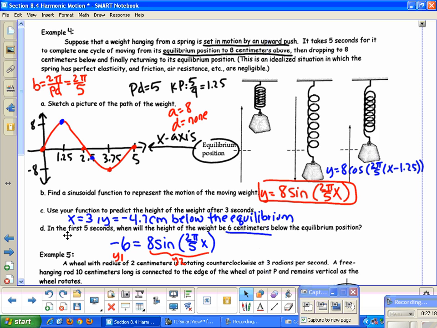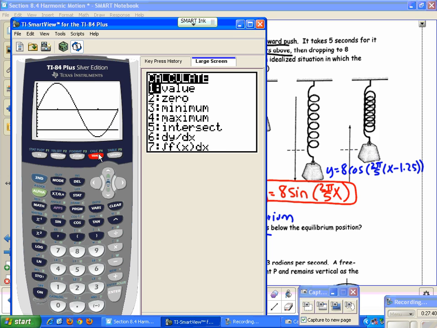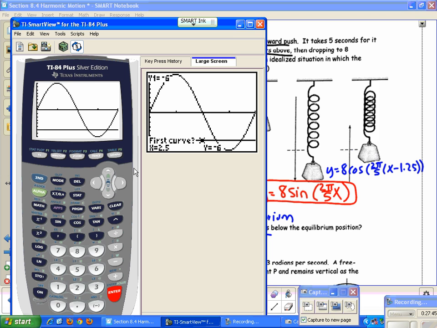Let's go back to the question. It says, in the first 5 seconds, when will the height of the weight be 6 centimeters below the equilibrium position? So for this, we have 2 answers, because it didn't say when it's going to hit first. It just says in the first 5 seconds. So if you look here, you have this solution and this solution. So to find it, second trace, we can do our intersection, number 5. And then remember, you go close to the intersection and hit enter 3 times. 1, 2, 3. So we get 3.17 seconds.